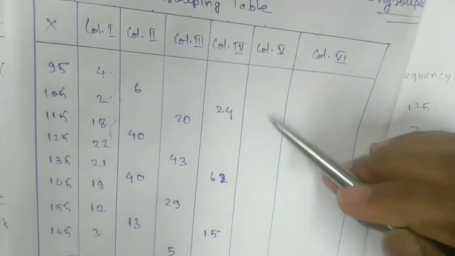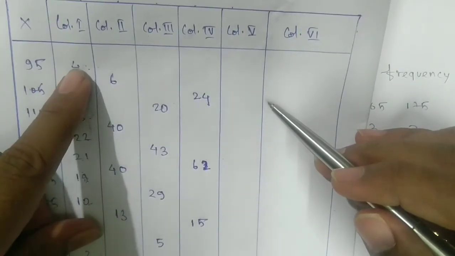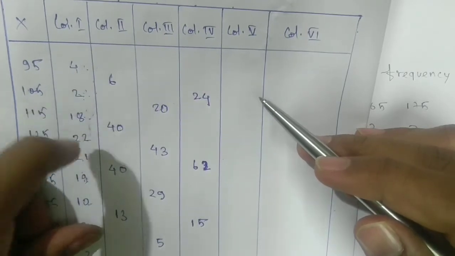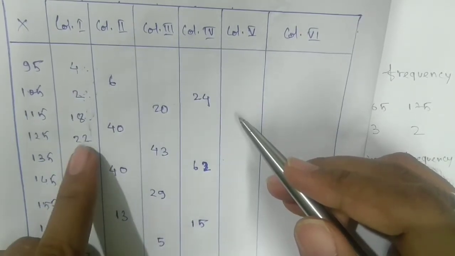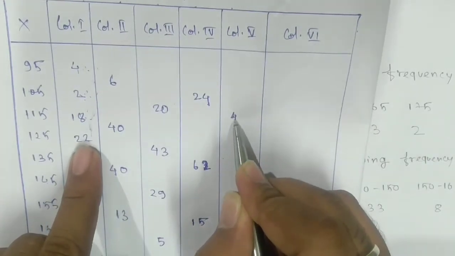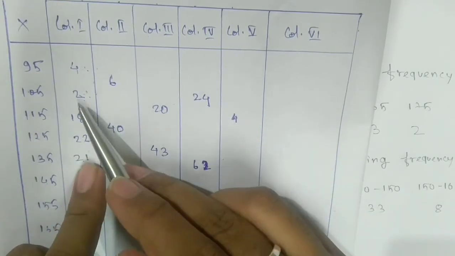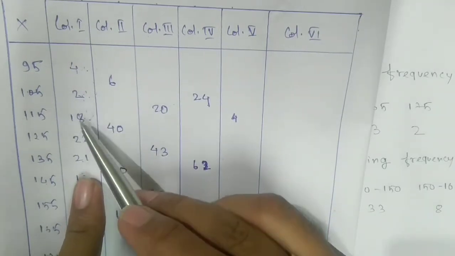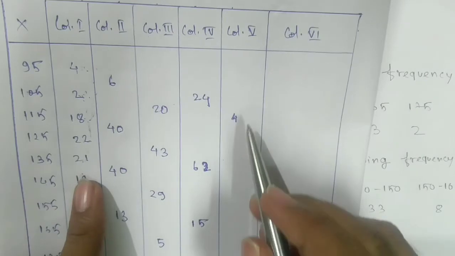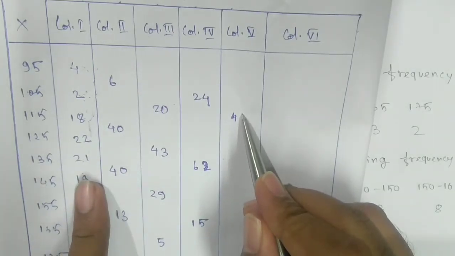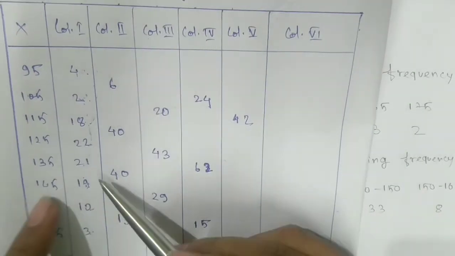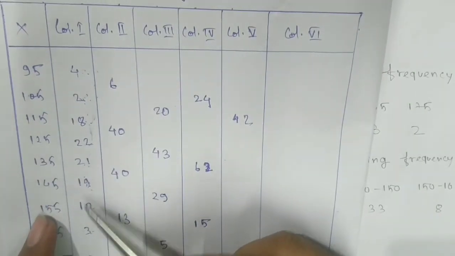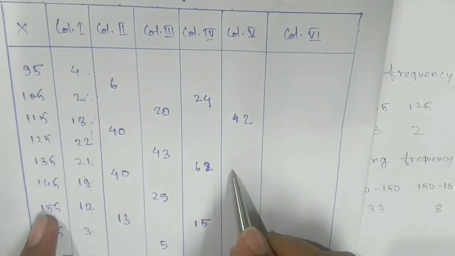Now, for fifth column, rule is leave the first one. Add from second, 1, 2, 3 like that. So here we have 2, 18, 20, 20 plus 22. What we'll get? 20 and 22. So here we'll get 42. Okay. Next, 21, 19, 10. How many will get? 40. 50 will get.